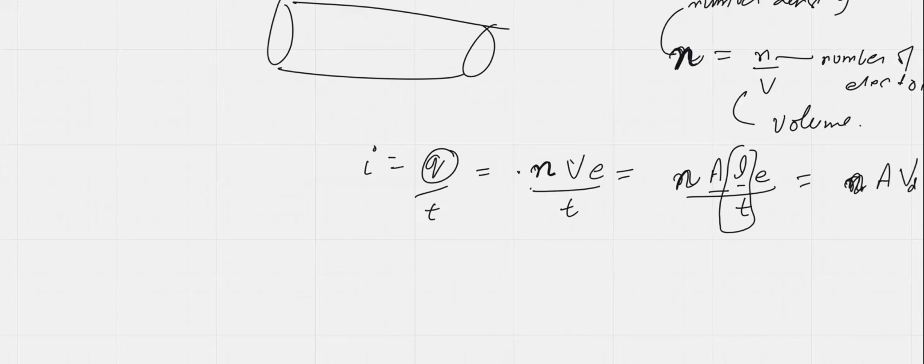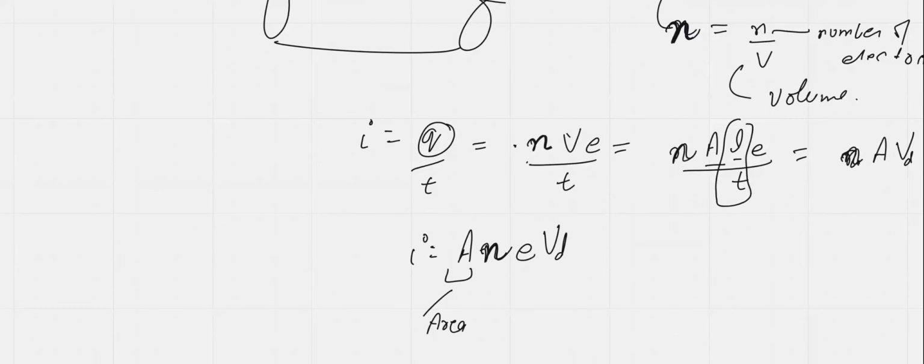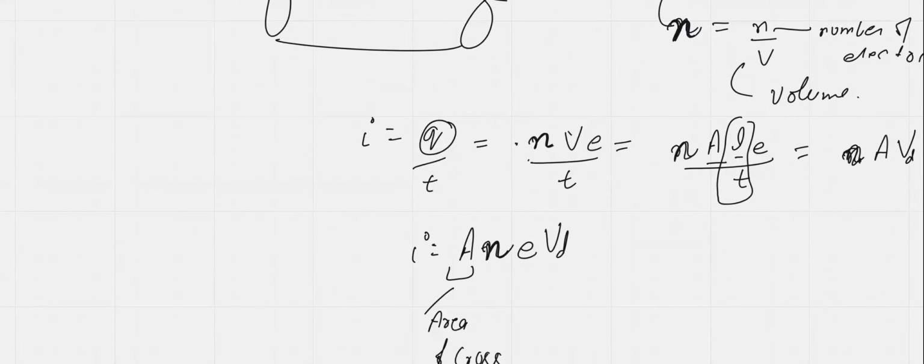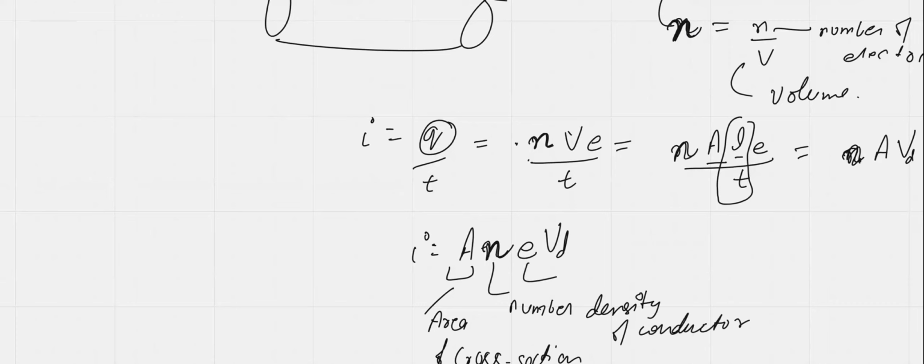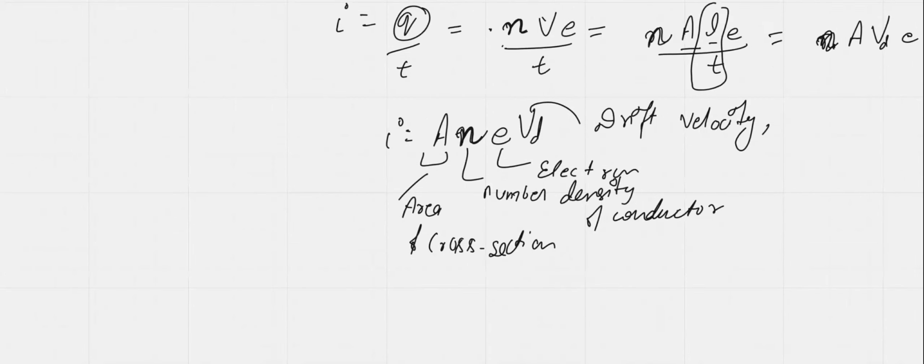So I is equal to A n e vd, where A is the area of cross section, not conductor, n is the number density of electrons, e is the electron charge, and vd is the drift velocity. Okay, that is the thing for now.